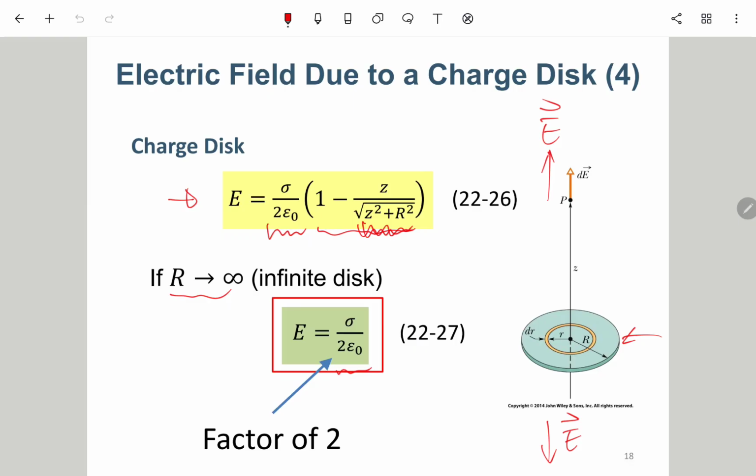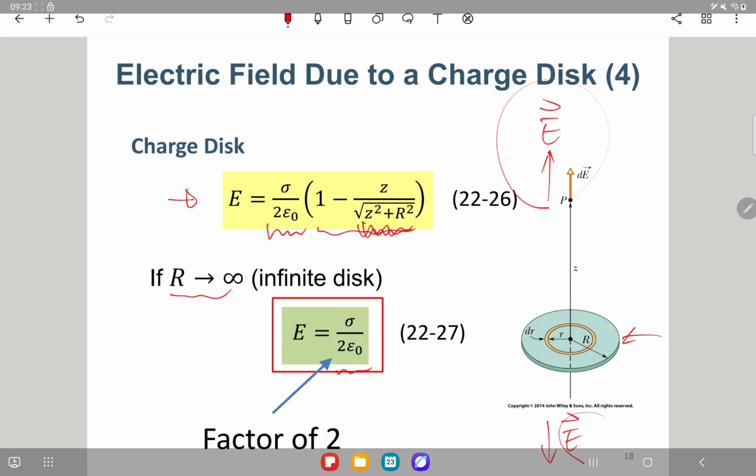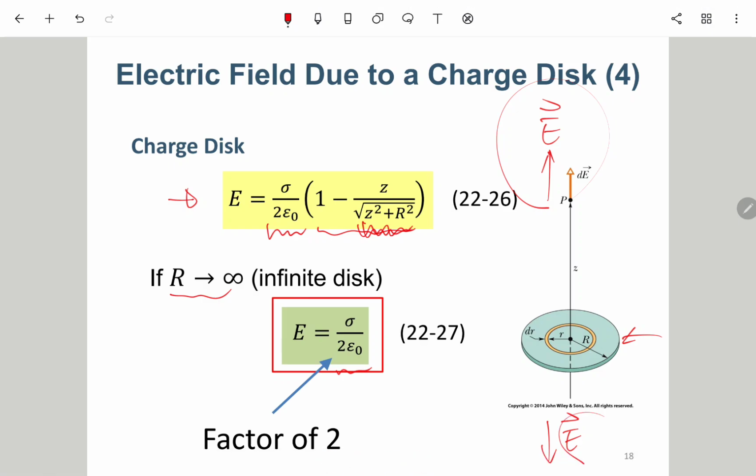So the total E field: of course, you cannot directly add them together because this part is on the top and that part is on the bottom. But in total, they generate the same amount of E field.